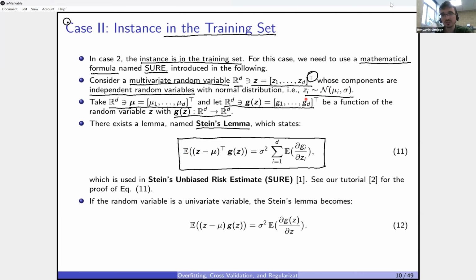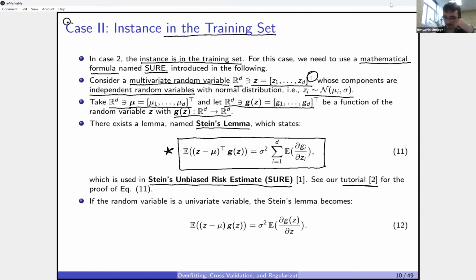Sigma squared is the variance of the Z_i. Sigma squared times the summation of i from 1 to D of the expectation of the derivative of G_i with respect to Z_i. This is called Stein's unbiased risk estimator, or SURE in short. For the proof of equation 11, you can see our tutorial, the theory behind overfitting, cross-validation, regularization, bagging, and boosting. This is the title of our tutorial.